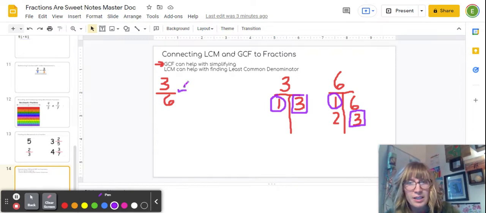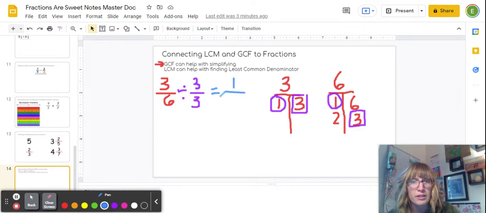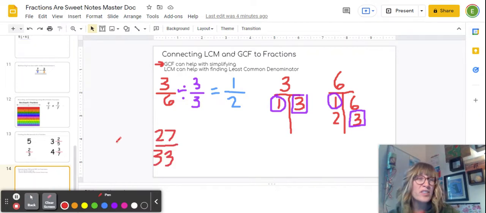So you can use that to simplify your fraction by dividing each of these, your numerator and your denominator, by 3. And when you do that, it will help you find the smallest possible version of that fraction, which in this case, 3 divided by 3 is 1, 6 divided by 3 is 2, so you get 1/2.